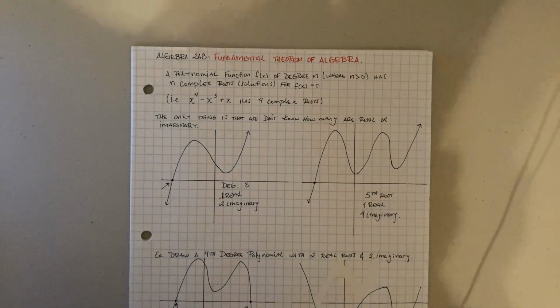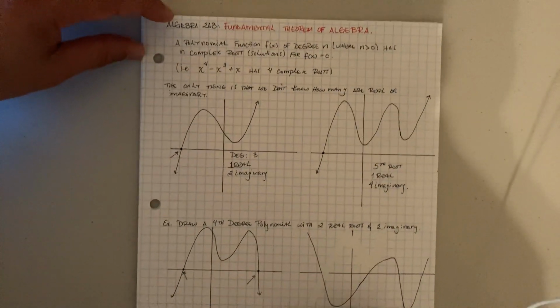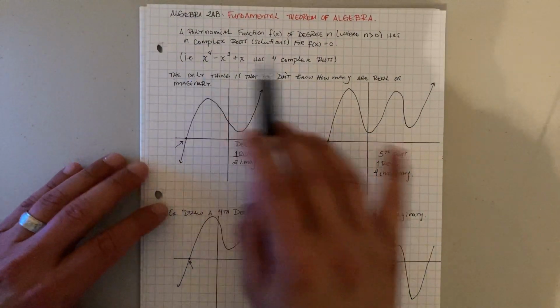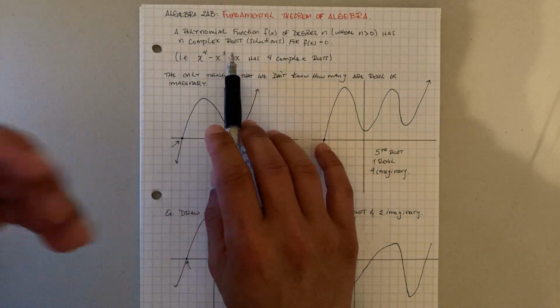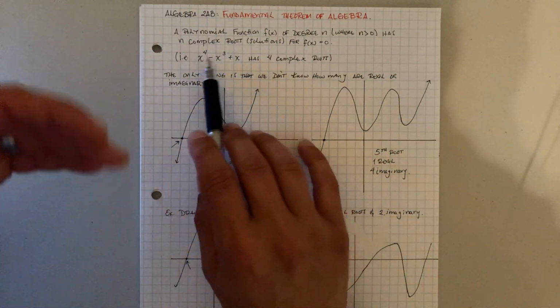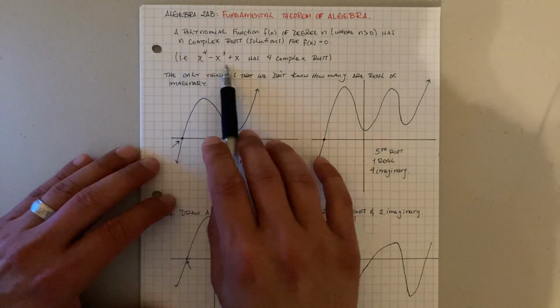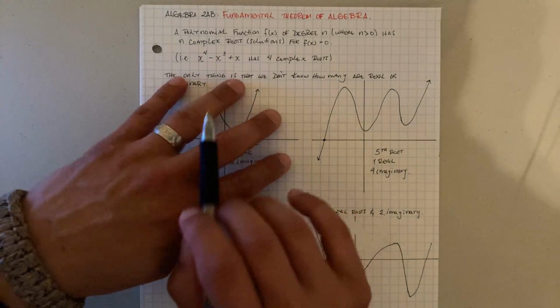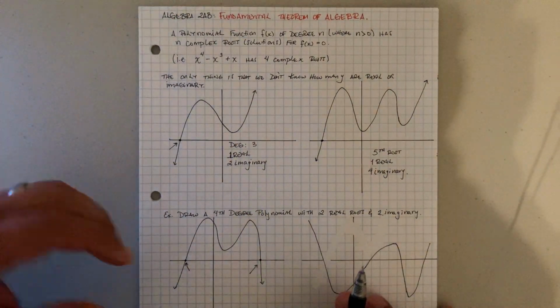Hey guys, in this video I want to talk to you about the fundamental theorem of algebra. All it says is that if you have a polynomial of degree n, the number of complex roots is going to be equal to the highest degree. So if you notice here you have a fourth degree polynomial, that means you're going to have four complex roots. And that's basically all it says.